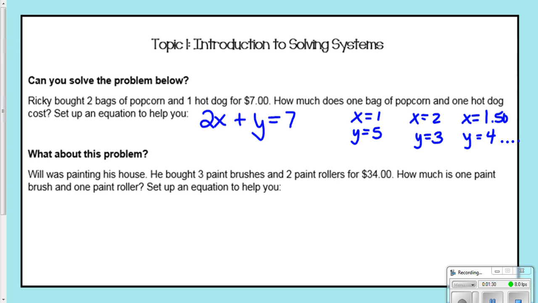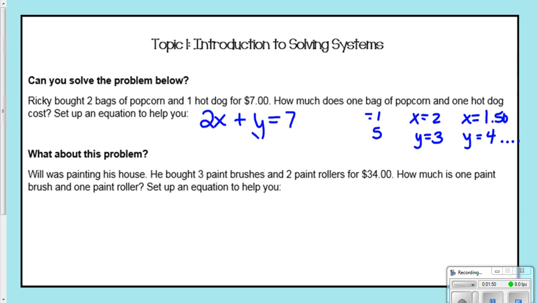We also know this to be true because I could solve this for y: y equals negative 2x plus 7. If I graphed that, I'm going to get an infinite number of points on this line that could represent the different costs of the hot dog and the popcorn. So one equation with 2 variables, there's no way to solve that. So let's look at the one beneath it.